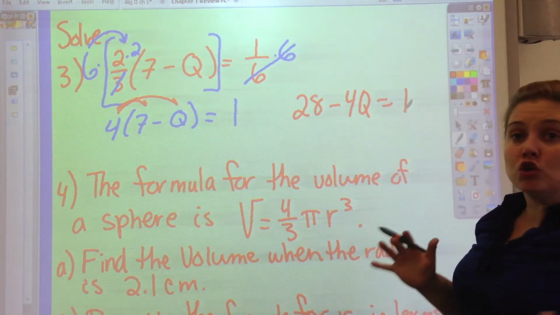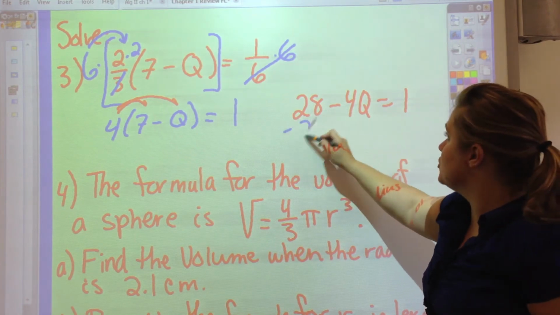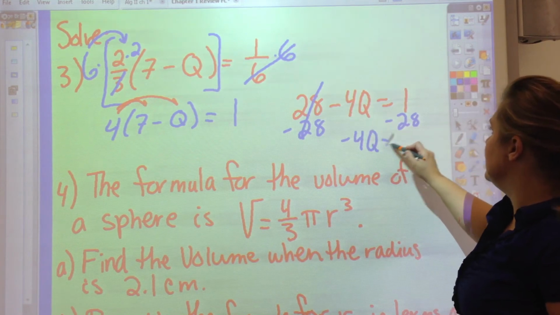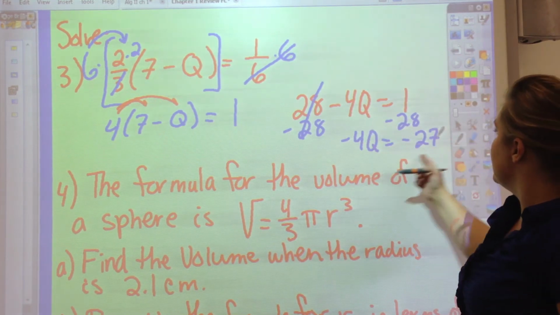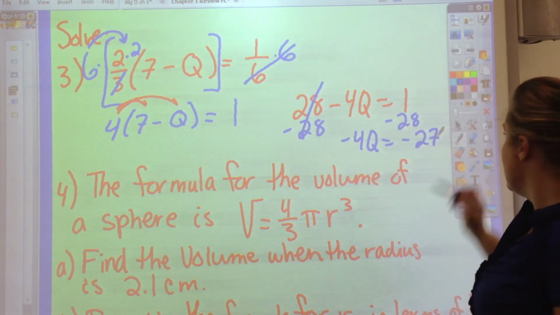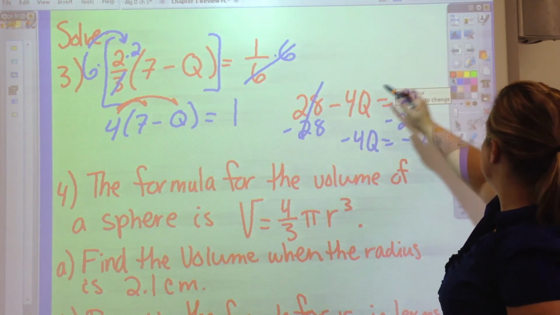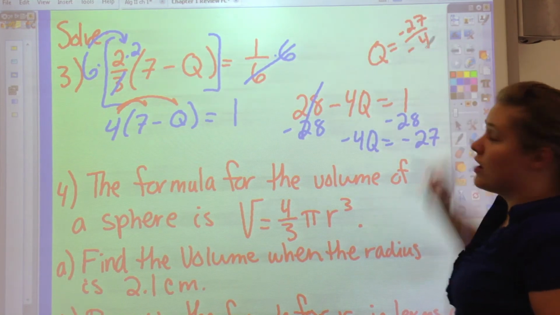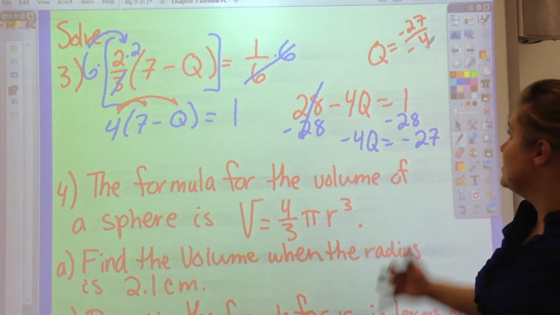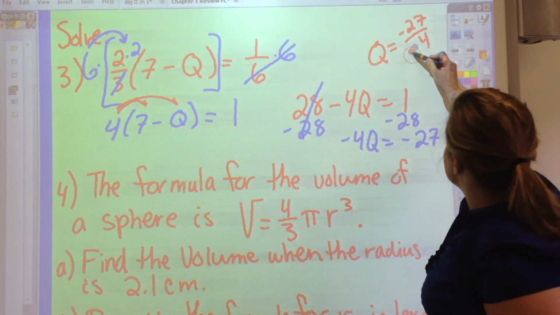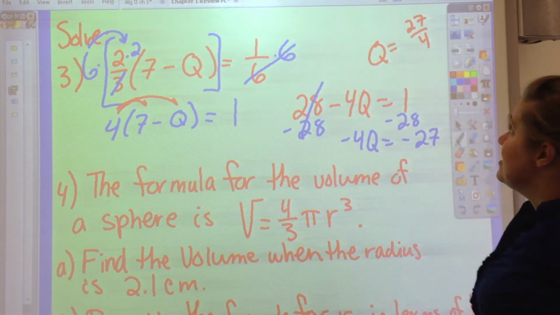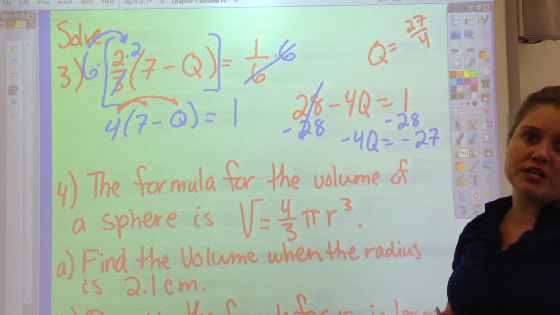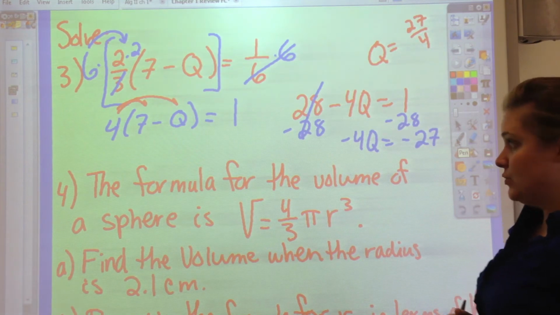And now I'm looking to get q by itself. I'm going to subtract 28 on both sides. And I get negative 4q equals a negative 27. When I finally divide both sides by negative 4, I'm running out of space, so I'll write it up here. q equals a negative 27 divided by a negative 4. Now we know that a negative divided by a negative is definitely positive, so I can take those negatives out of there. And for now, we'll leave it in fraction form unless we're dealing with word problems. Then we'll want to change to a mixed number or a decimal.